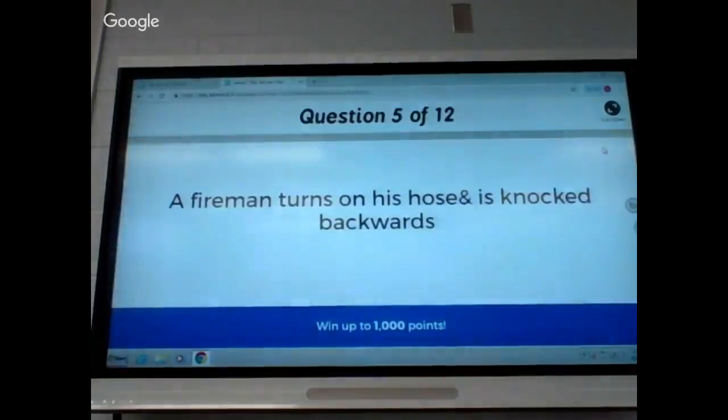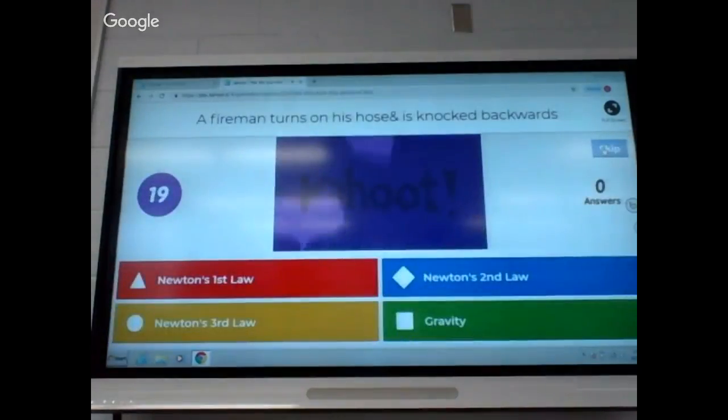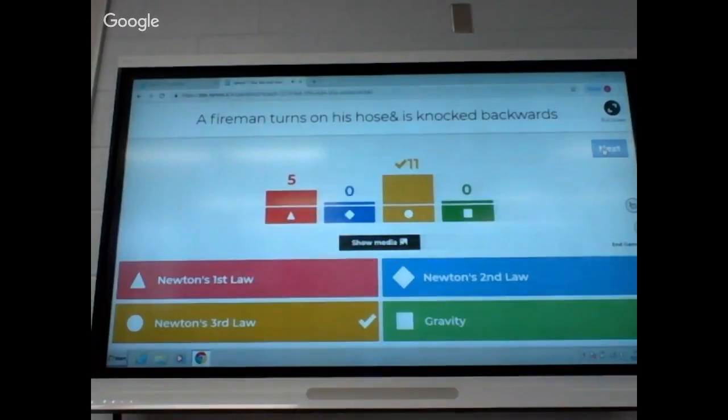Next. All right. A fireman turns on his hose and he's knocked backwards. Yeah, thank you. All right, that's Newton's third law, because water goes one way and the fireman does what? He goes the other.